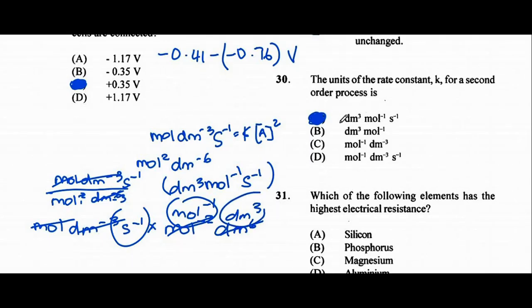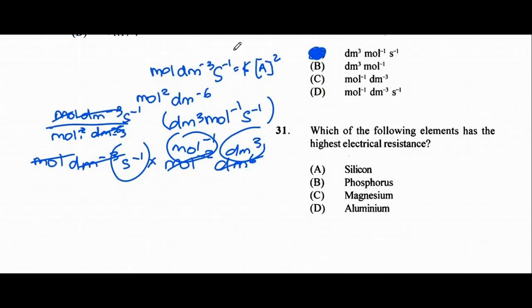Alright, it says which of the following elements has the highest electrical resistance? The one that, the least conducting one. So probably a non-conductor. These are metals, so they conduct, and this is a metalloid, so it's a semiconductor. So B would have the highest resistance.